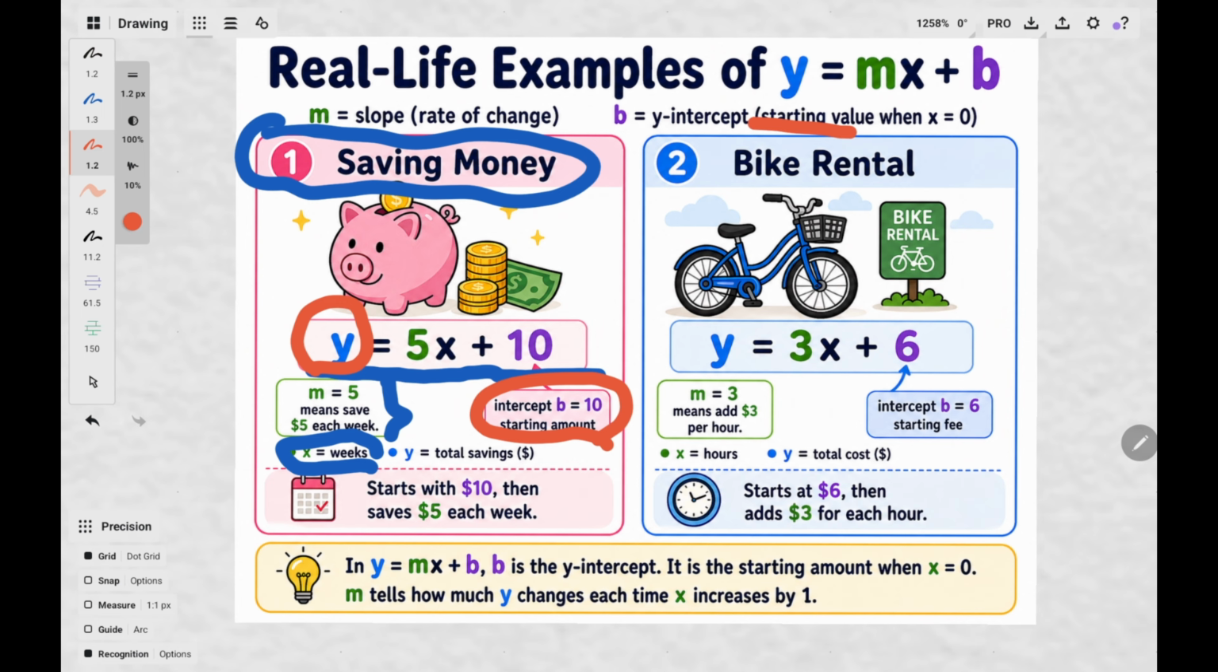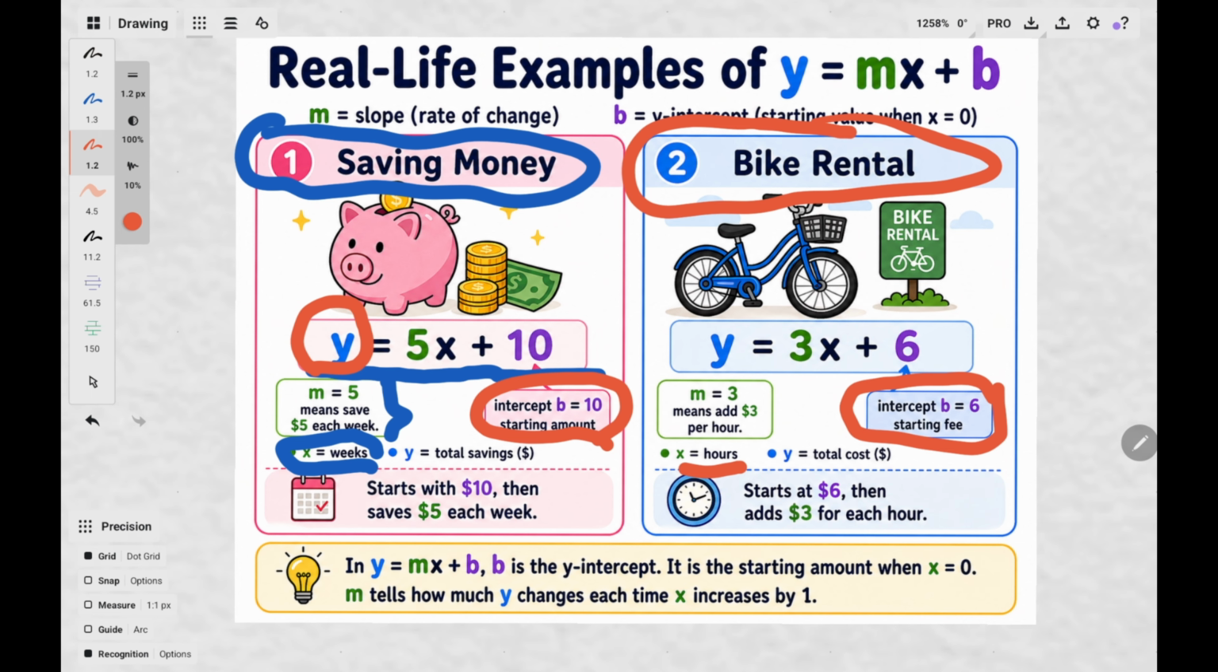Or as another example, let's say you want to rent a bike and you want to see how much you have to pay for renting a bike, where the renting value starts with a fixed amount of $6 and $3 per hour. How much do you have to pay for, let's say, x number of hours, right?